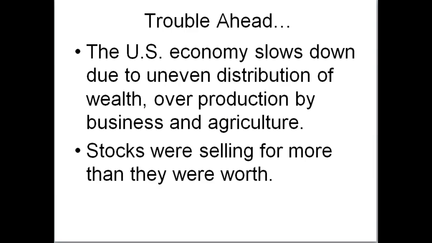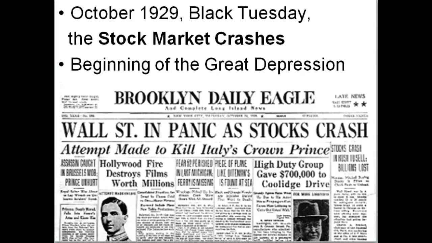But there's trouble ahead as the U.S. economy slows down due to the uneven distribution of wealth and overproduction by business and agriculture. Businesses are paying so much money to create stuff and people aren't buying enough that businesses start to fail, and stocks on the U.S. stock market are selling for way more than they're worth, which means when the stock market crashes on October 29th, called Black Tuesday, we see the beginning of the Great Depression in the United States.